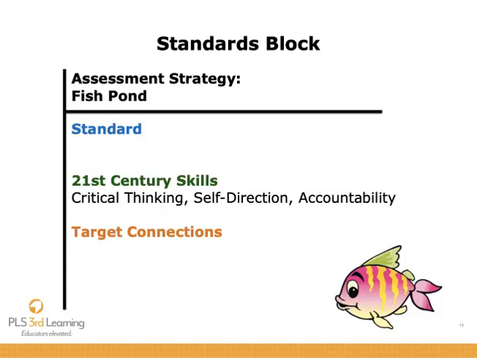You will note that the standards area was left blank because you can align this assessment strategy to many different content areas. Based on one of the ideas you listed under Target Connections, locate a state or district standard to which you can align this assessment. When the state or district standard you chose is in the standards block, you may move forward.